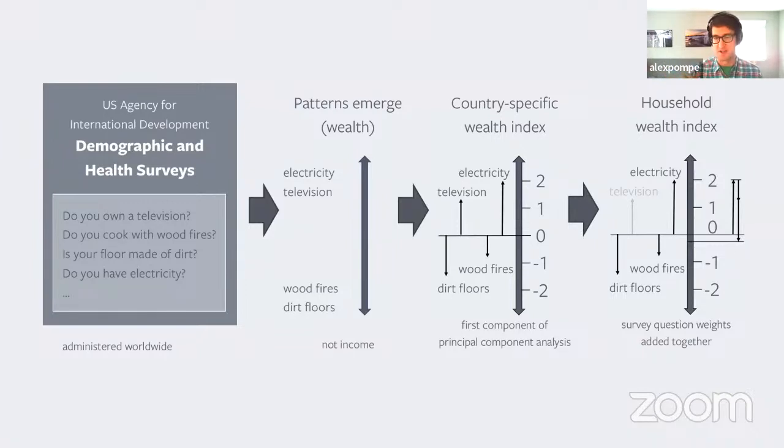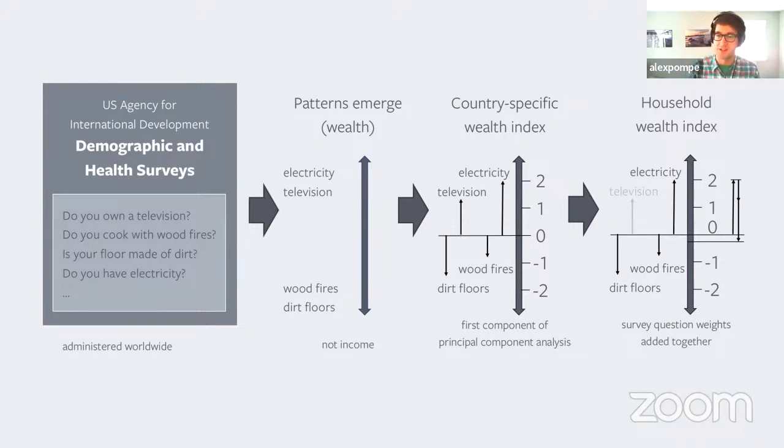Do you have electricity? Each time someone answers these questions, like, oh, yes, I have electricity, I have television, it adds a positive value. And maybe if they are cooking with wood or other indications of poverty, it is adding a negative value. And for the total sum of these, around 60 or so questions related to wealth, you just add up all of the positive numbers and all of the negative numbers, and then you get a relative wealth index.